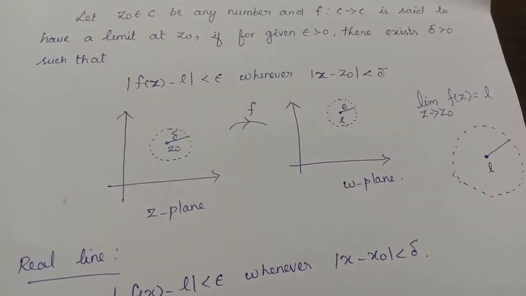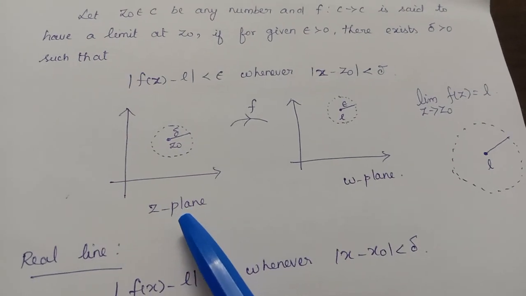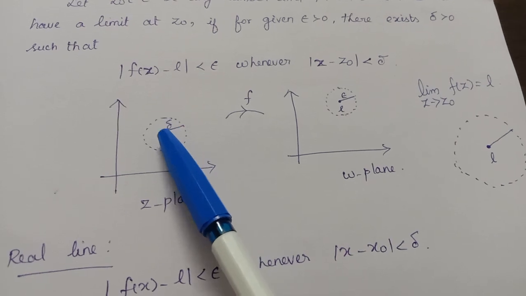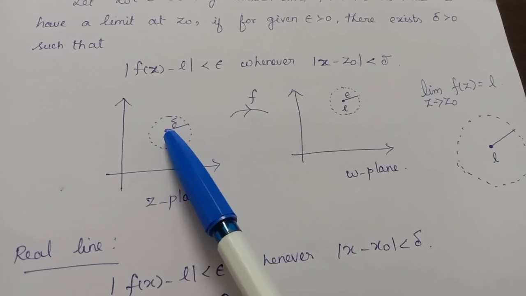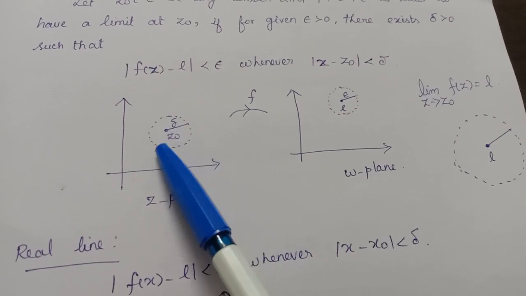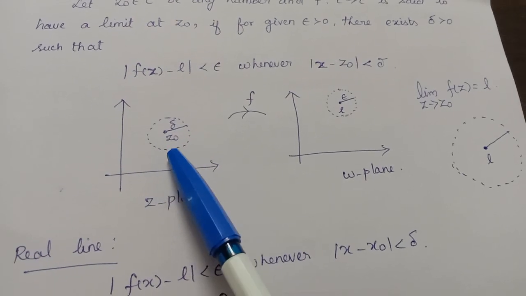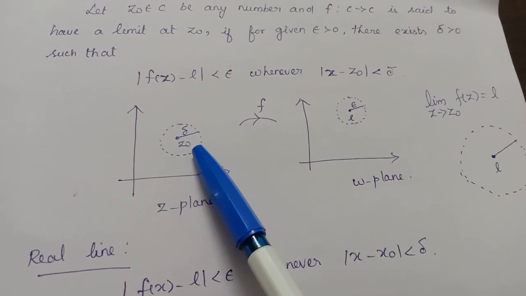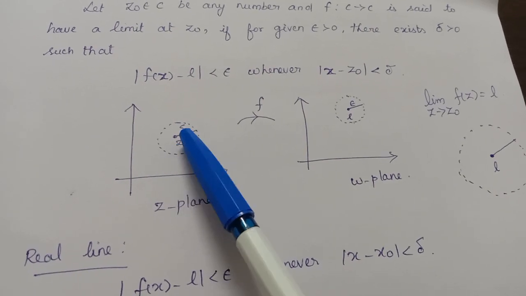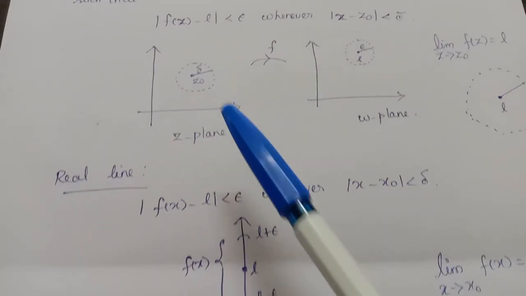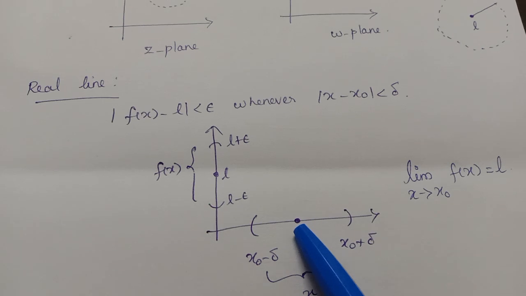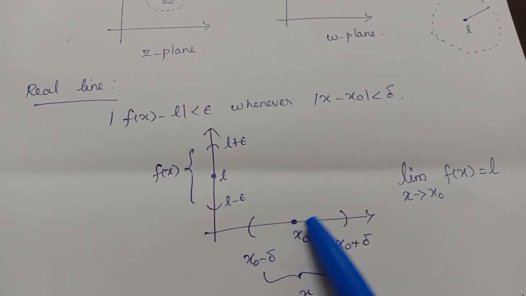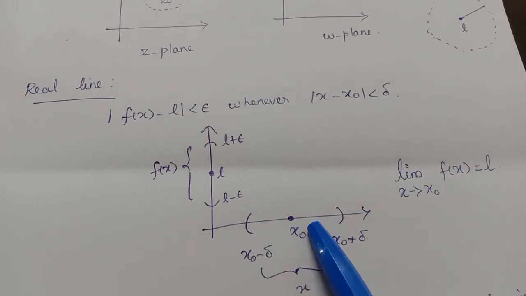So here also, in the same way as we did on the real axis, we take a point z0 in the z plane. I am going to consider a small neighborhood of z0. Since this is a plane, you have to take the neighborhood as a small circle with z0 as center and delta as radius. How did you take it on the real line? With x0 as center, you move delta steps backward and delta steps forward. That will give you the neighborhood on the real line.